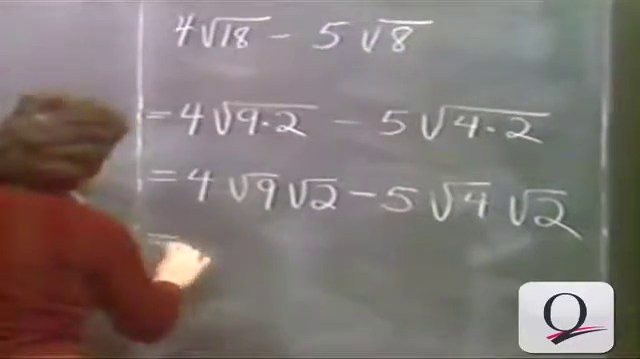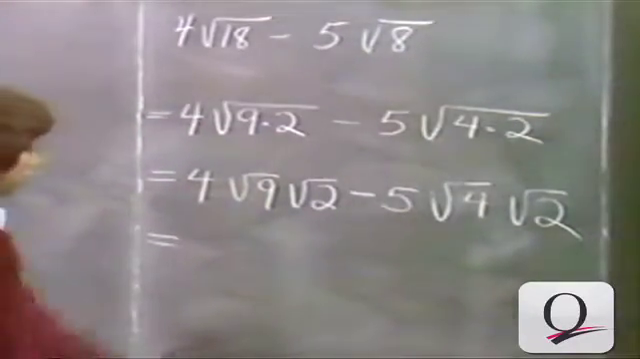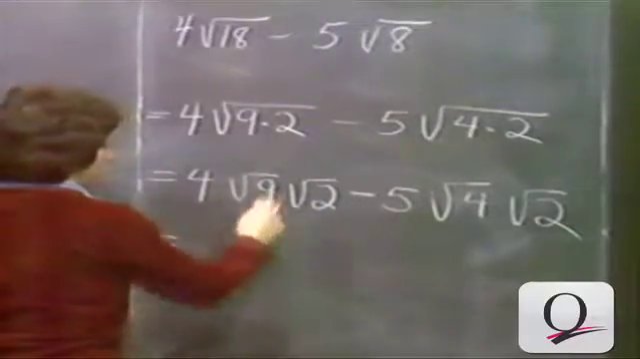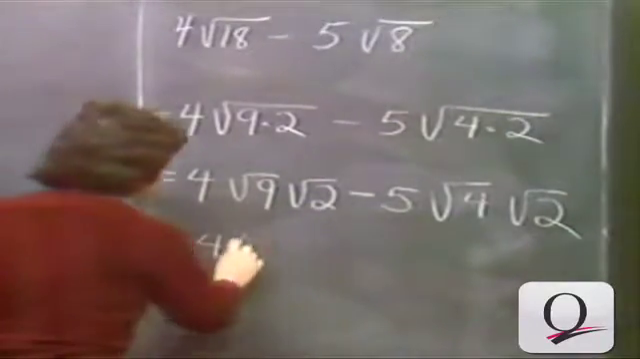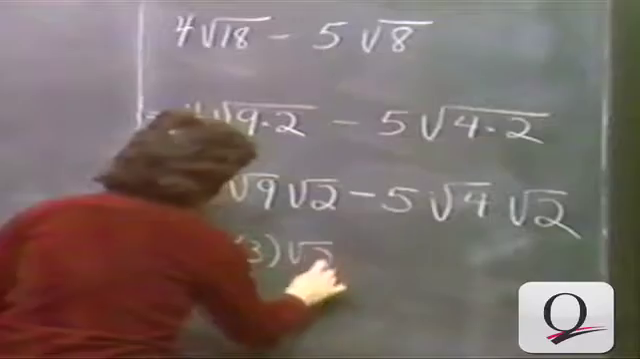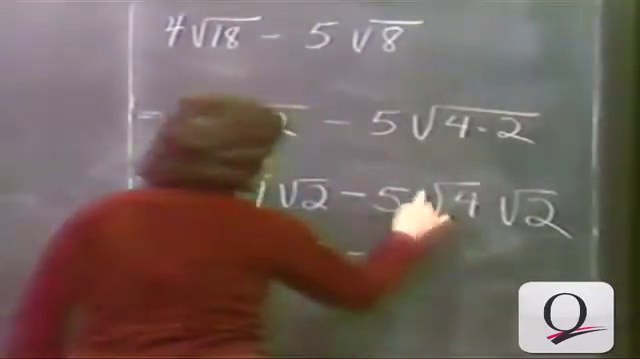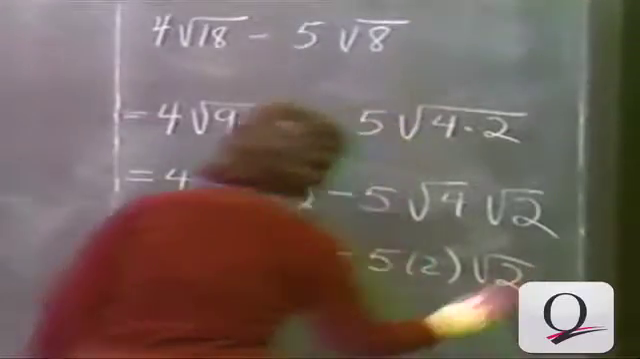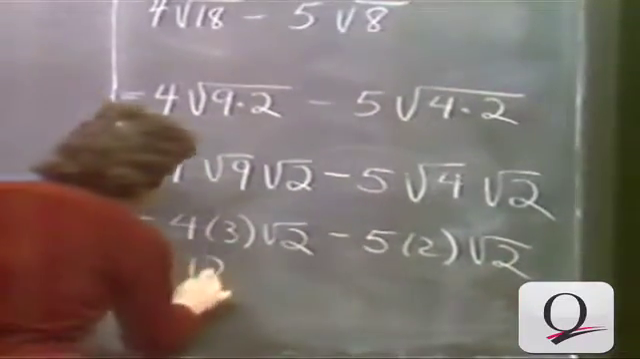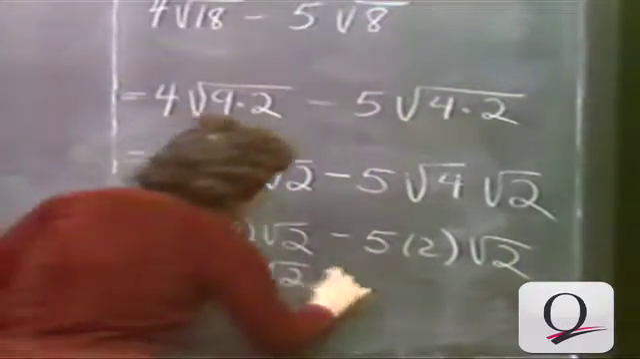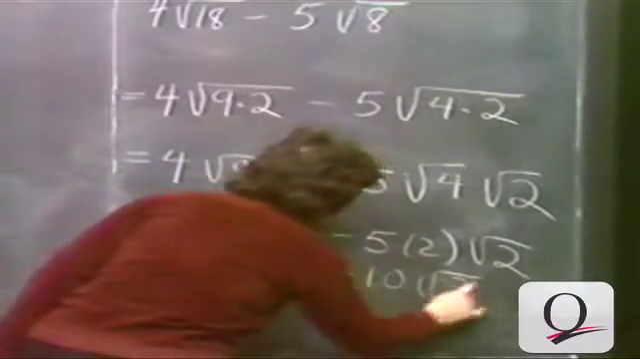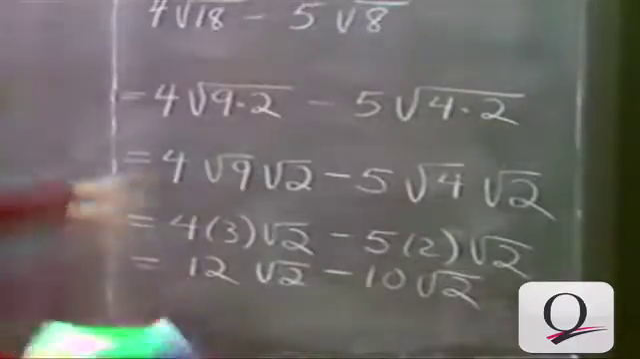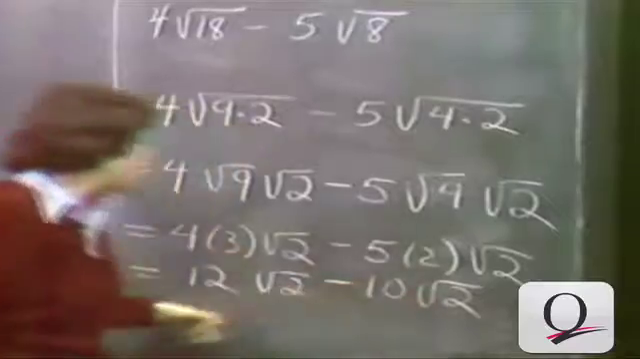Okay, now the square root of 9, 9 is a perfect square. The square root of 9 is just 3. So we have 4 times 3 times the square root of 2 minus 5. The square root of 4, that's just 2 times the square root of 2. And we have 12 the square root of 2 minus 10 the square root of 2. We now have both radicals that we started with in simplest radical form.